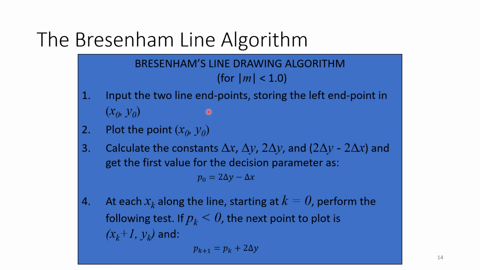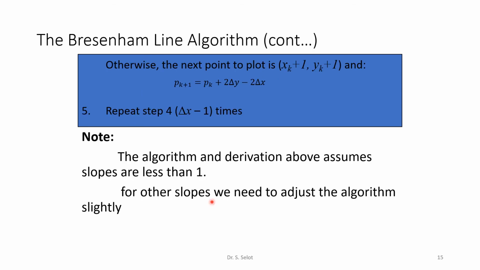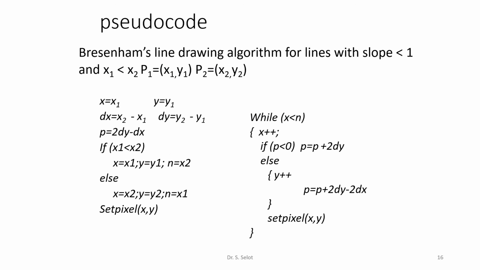We take the two line endpoints. We take the first initial point as x0, y0. We calculate del x, del y, 2 del y. The first decision parameter is calculated as this. We check whether the decision parameter is less than 0. Then we use this equation for the next decision parameter. Otherwise, we use this equation as the next decision parameter and we choose this as a pixel. This set of loop is repeated until we reach the last point. This is the same pseudocode for the algorithm that we have discussed.